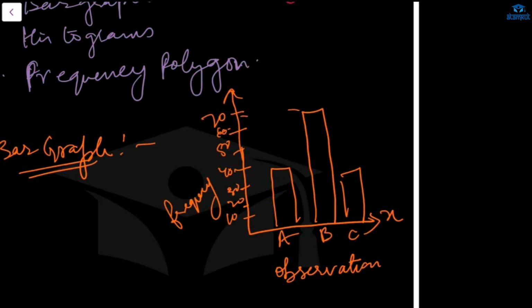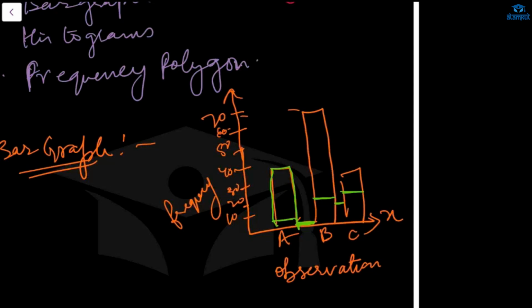A bar graph is a pictorial representation of data in which bars depicting the variable, of uniform width, are drawn with equal spacing. You can see the spaces here, equal spacing. This gap is of one unit, the next gap will again be of one unit, and then this gap will be of one unit. In that way, you are going to represent the graph.